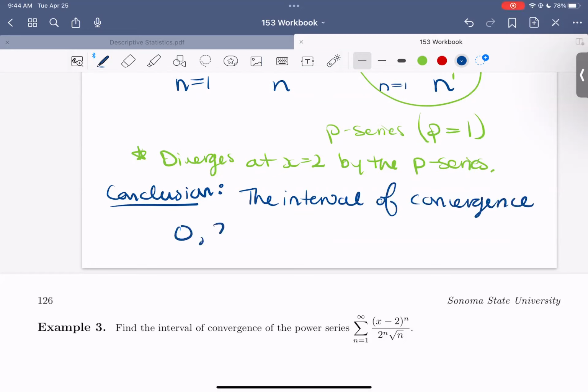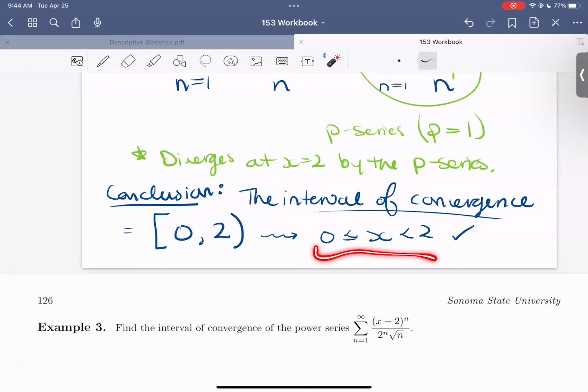We're going to have 0 to 2. We're not going to include 2, so we're going to have that open or curved parenthesis. We are going to include 0, so we'll have a closed bracket. So that is equal to that interval of convergence. Notice I can also write this as 0 less than or equal to x is less than 2. So either way you want to write that is totally cool. Awesome. Great work working through this example.